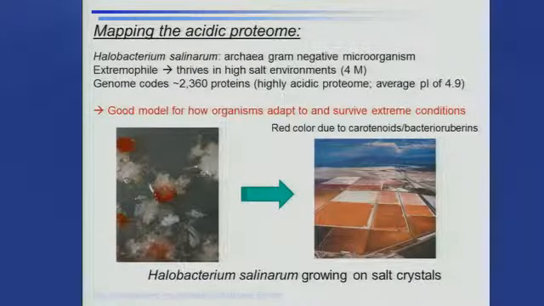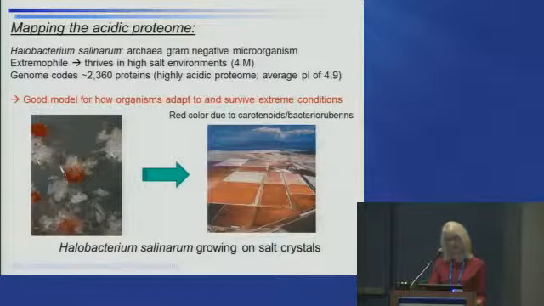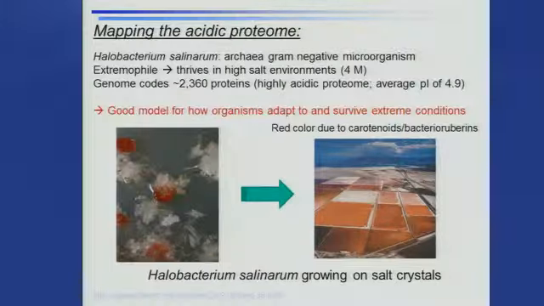Now, a really challenging application is when you're looking specifically at a substance that generates a very acidic proteome. In this case, for example, an archaeal gram-negative microorganism called Halobacterium salinarum. It's considered an extremophile, which thrives in high-salt environments, and it's actually a good model system for biologists and biochemists who are trying to study how organisms adapt and survive in very extreme conditions. It's got this very characteristic red color due to carotenoids in the organism. But in fact, its proteome is very acidic.